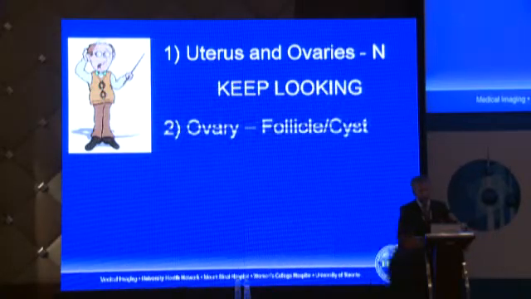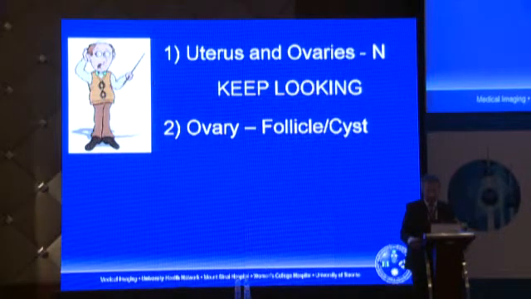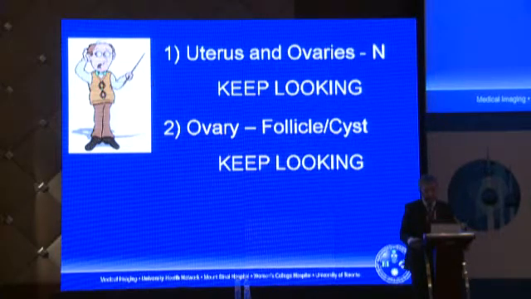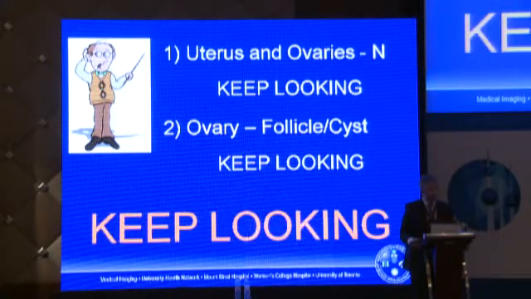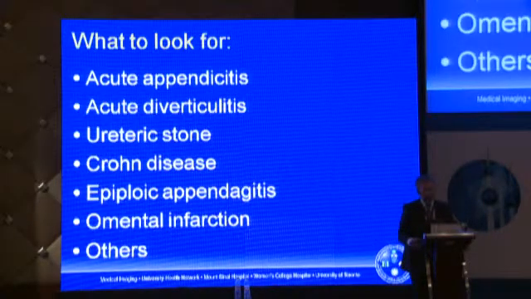We keep looking. If the ovary shows a simple follicle or a minimally complex hemorrhagic cyst, what do we keep looking for? And this is really what this presentation is all about, this aspect of looking beyond the uterus and ovaries in young women with acute pelvic pain. But that begs the question, well, what are we looking for?